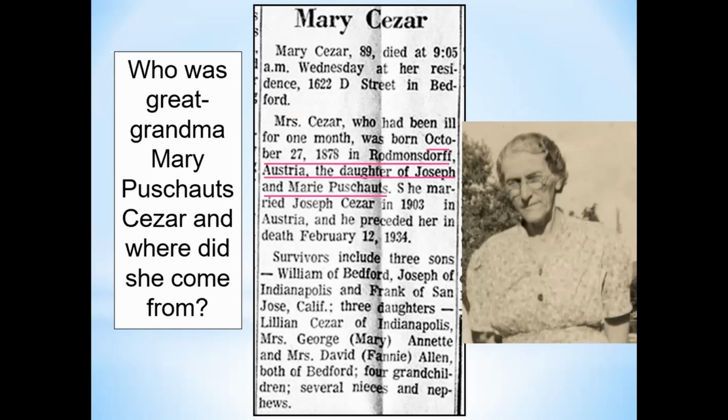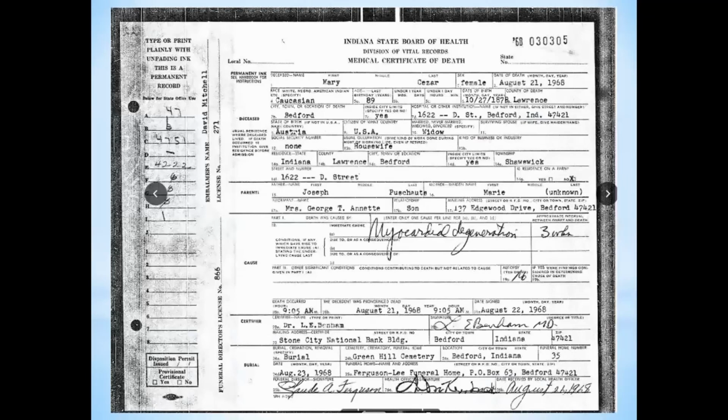And so you almost need to create a spreadsheet to keep track of it all. And if that would help you, then I suggest that you do that. We also have her death certificate, which is also a great source of information.